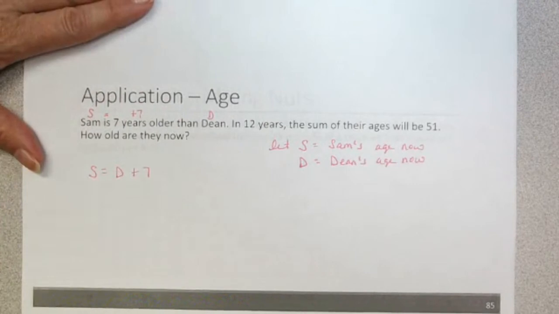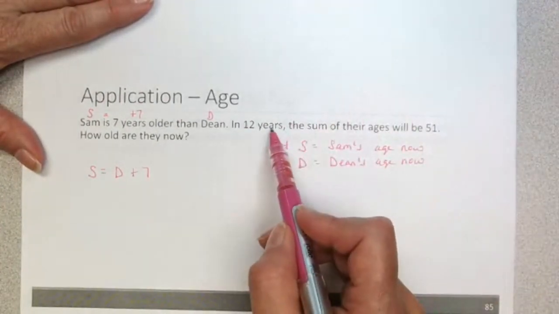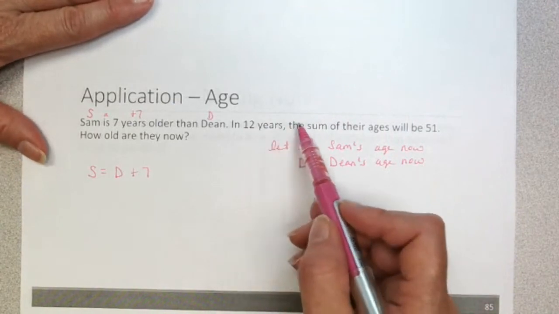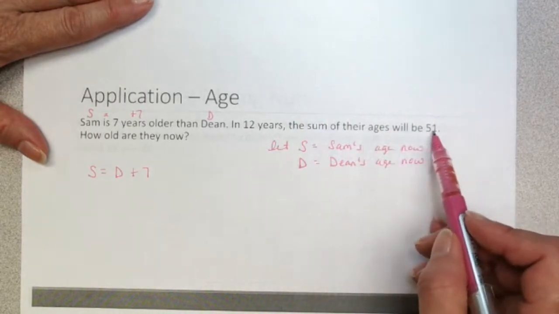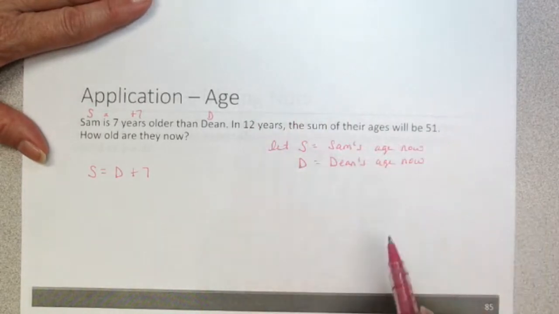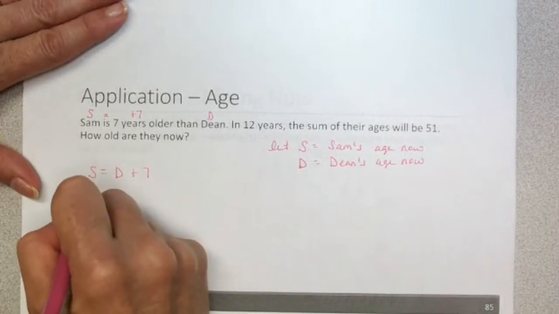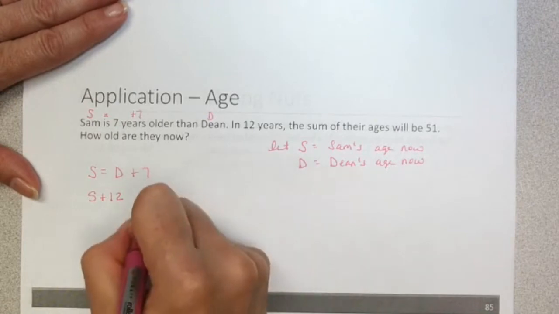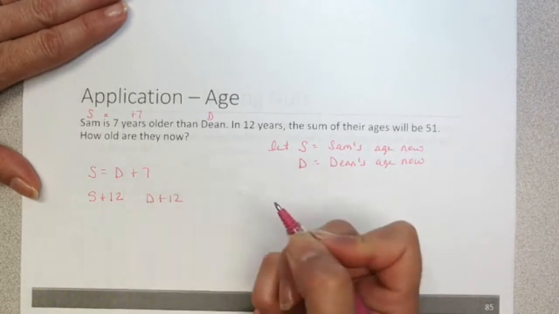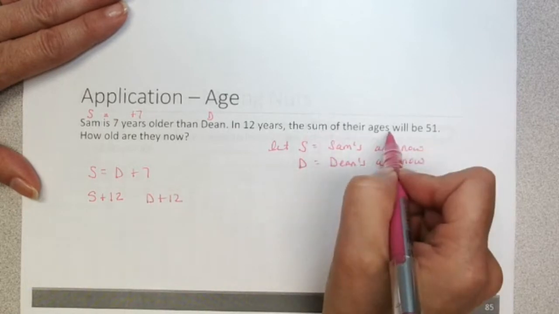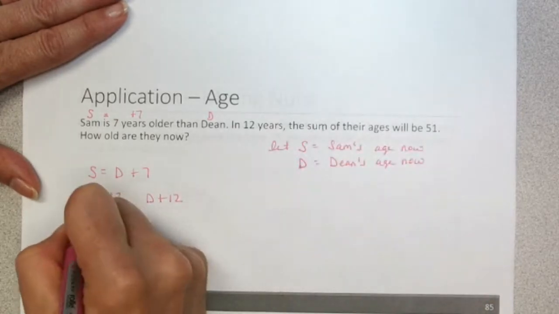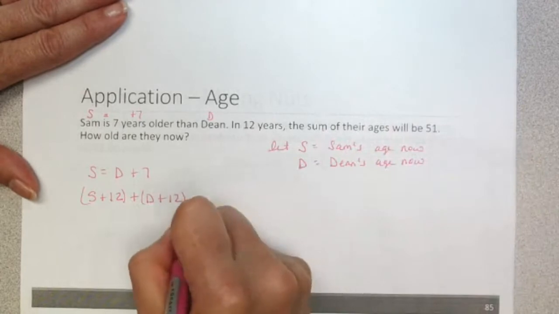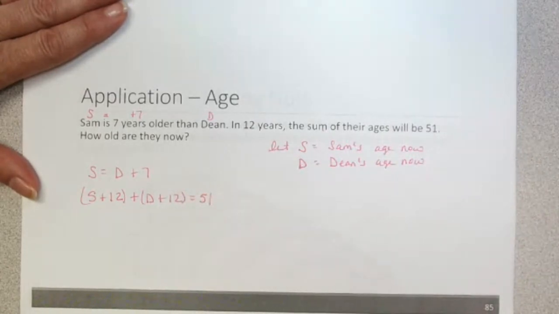Well, there's an equation we can use. Now we need a second one, though. What does the second sentence say? In 12 years, so 12 years from now, if we add 12 years to their ages, then the sum of their ages is going to be 51. So Sam's age now, S, plus 12 years, that's Sam in 12 years, right? And then Dean's age now plus 12 years, that's D plus 12. And the sum of their ages in 12 years, so that's S plus 12 plus D plus 12, is going to be equal to 51.